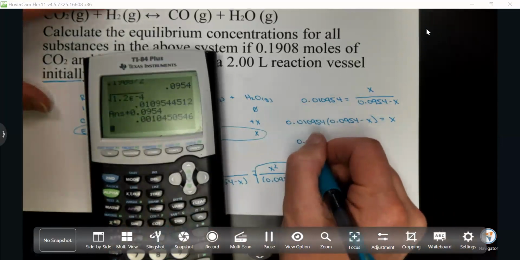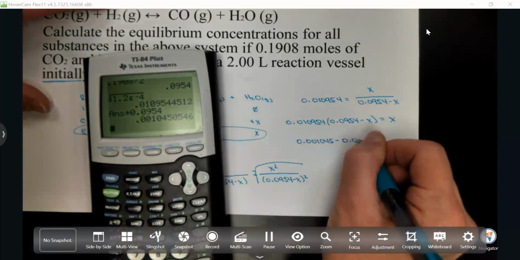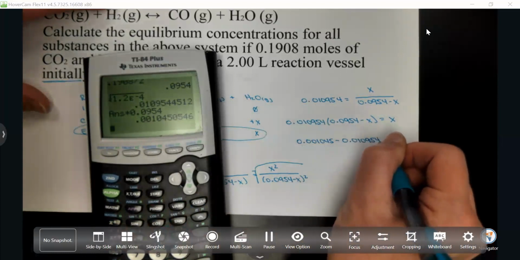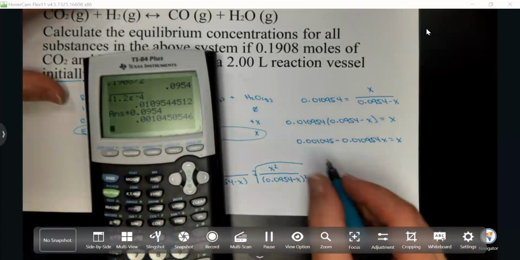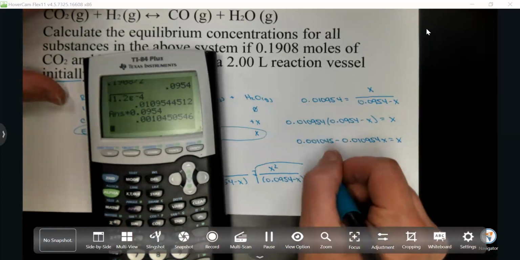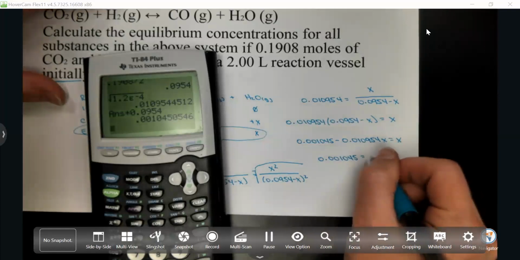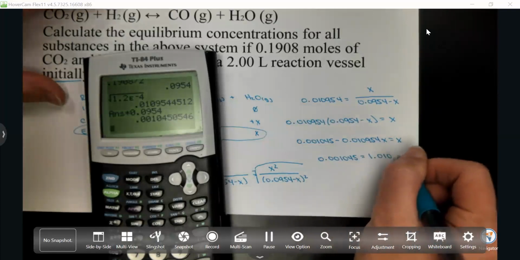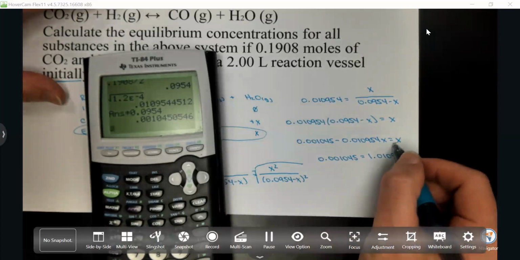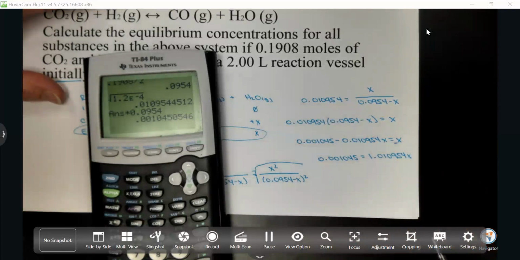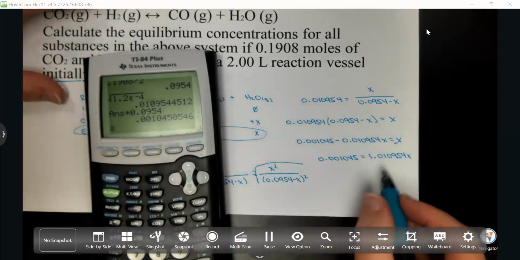So I have 0.001045 minus 0.010954 X equals X. I got to get my X's on both sides, so I add this to both sides. 0.001045 is equal to 1.010954 X. And this is a 1 because if there's not a number in front of the X, that's 1X. So now I got to get X by itself. I divide both sides by this number here.